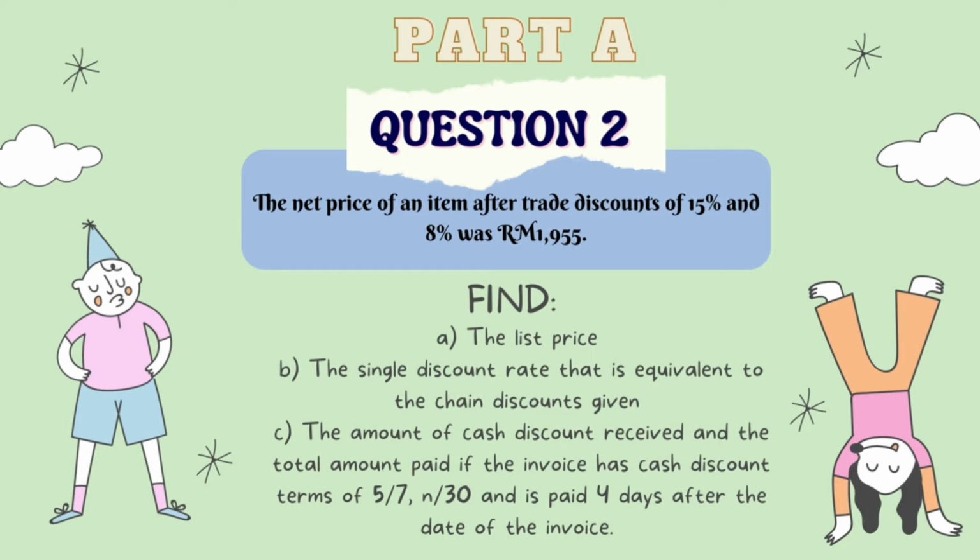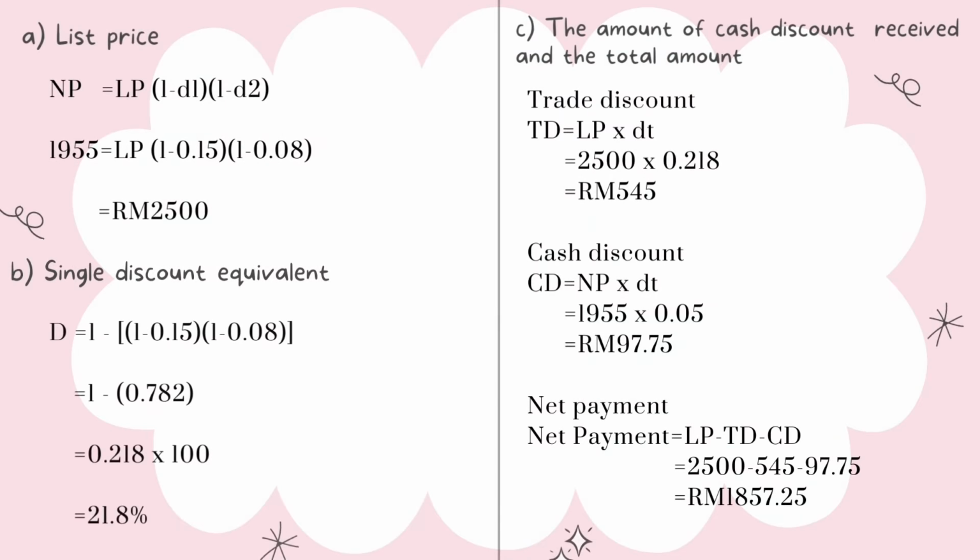Next, I will present this question. This question is related to Chapter 7, Trade Discount and Cash Discount. The net price of an item after trade discounts of 15% and 8% was RM 1,955. So firstly, we need to find the list price. We use the formula net price equals list price bracket 1 minus D1 bracket 1 minus D2. Net price is 1,955, equal to list price bracket 1 minus 0.15 bracket 1 minus 0.08, and the final answer is RM 2,500.